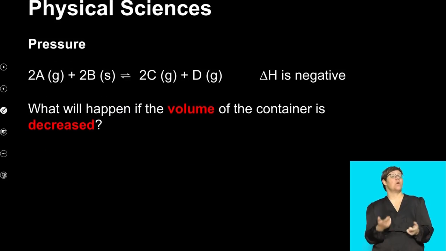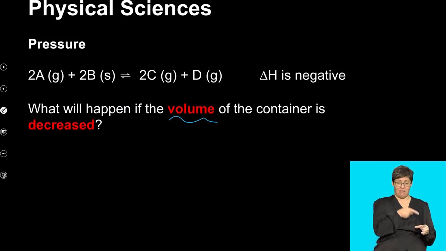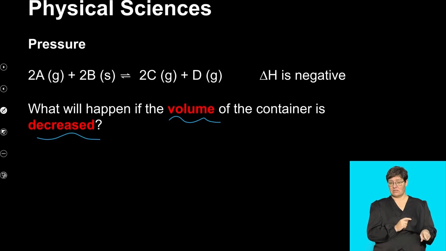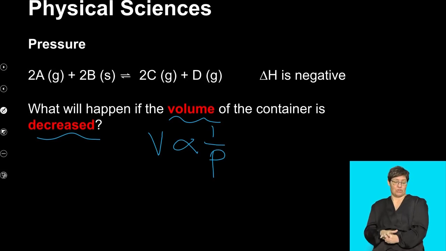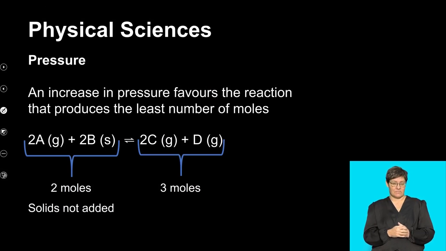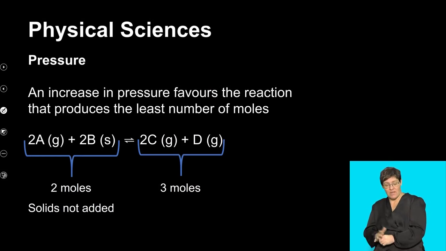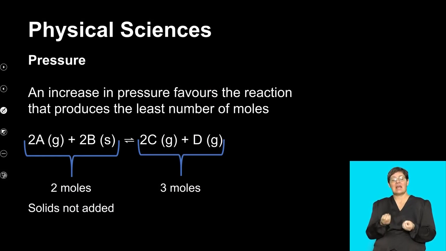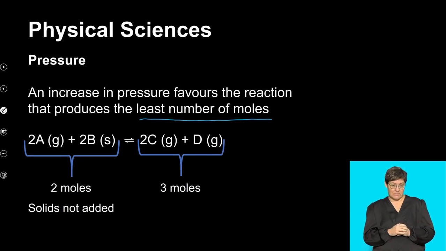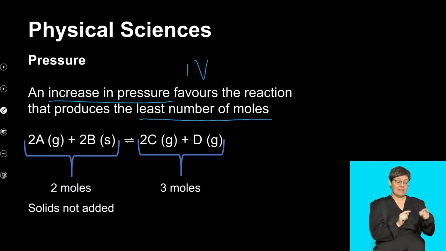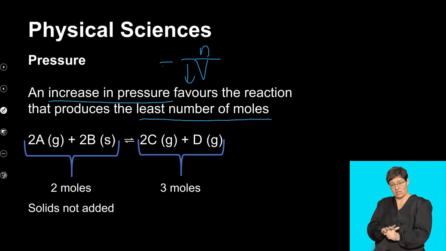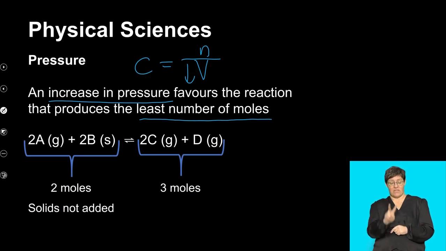The question now is, what will happen if the volume of the container is decreased? You should now have in mind that the volume is inversely proportional to the pressure. An increase in pressure favors the reaction that produces the least number of moles. So when the volume is decreased, if you look at C is equal to n over V, then it basically means that the system will try to make less number of moles.